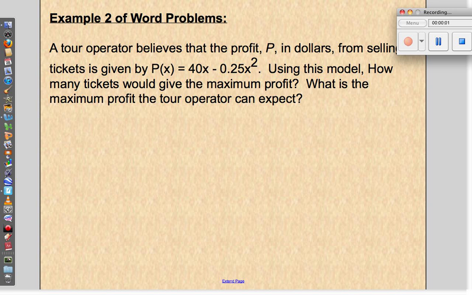Okay, Quadratics Part 4. Here's example 2 of word problems.